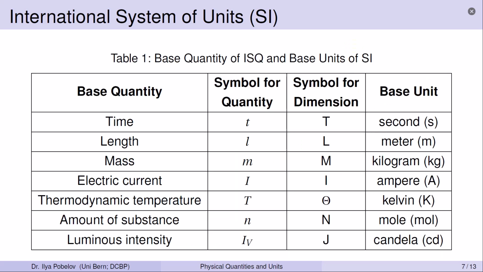And here is the table that summarizes the key information about base quantities of ISQ and the corresponding base units of SI. I hope you find it useful for future reference. The first column shows the base quantities: time, length, mass, and so on. The second column indicates the symbols commonly used to denote these quantities. The third column represents the symbol of dimensions. I will come later to this topic. Finally, these are the base units.